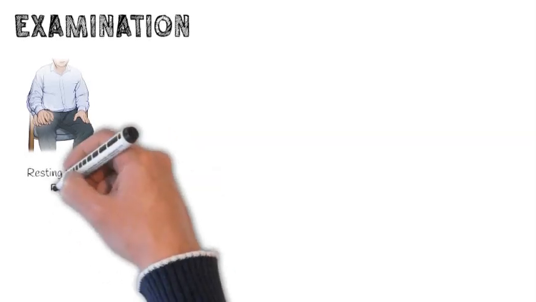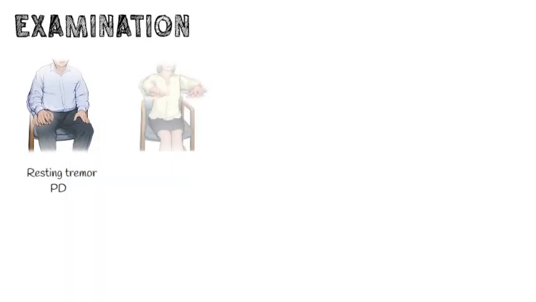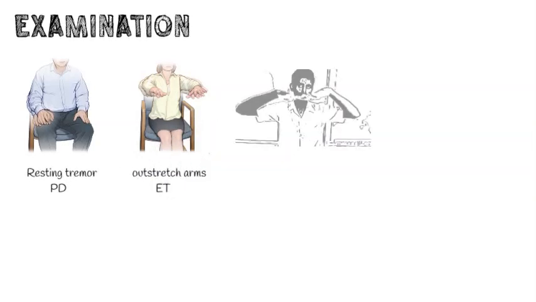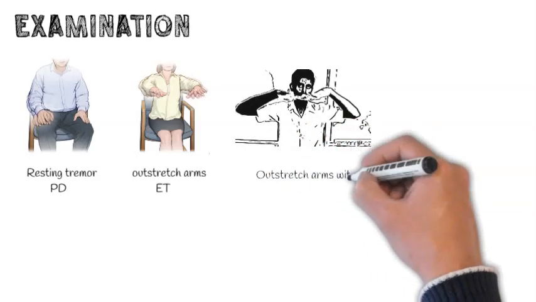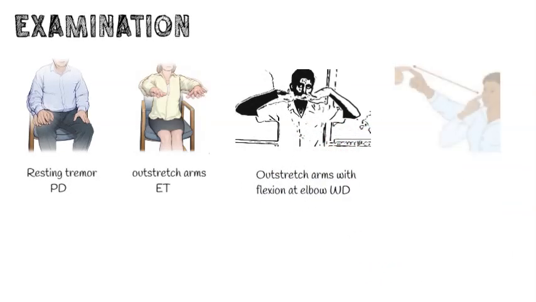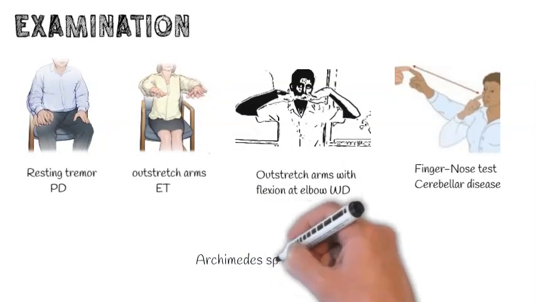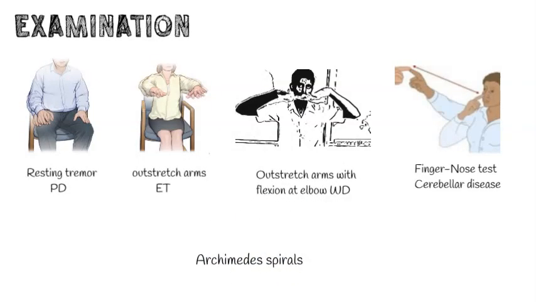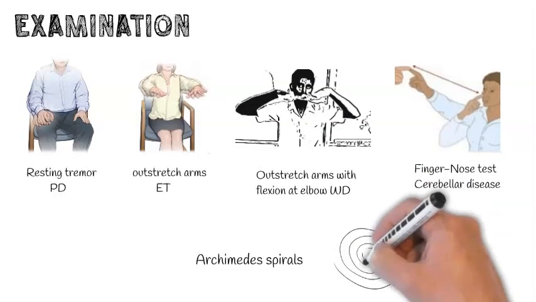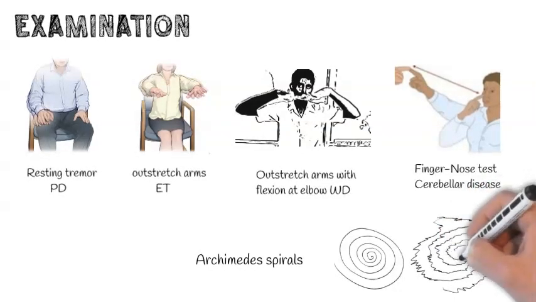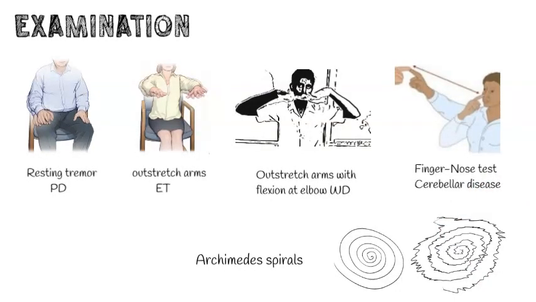Examination of a tremor is by careful inspection of the hands of the patient at rest, looking for Parkinson's disease tremor. Then ask the patient to outstretch his hands, looking for essential tremor. Then ask the patient to outstretch his arms and flex at the elbow looking for Wilson disease tremor, and finally ask the patient to do the finger-nose test to detect cerebellar dysfunction. A special test for patients with essential tremor is by asking them to draw Archimedes spirals, which tend to be irregular in essential tremor.